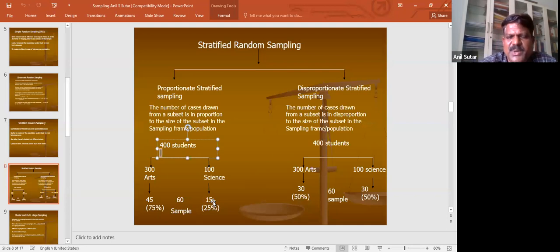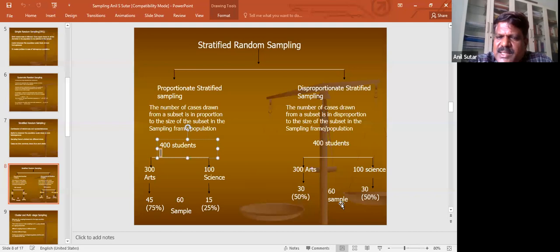Stratified here means we are dividing the students into strata, like arts stream students, one stratum, then science students, another stratum. You can even think of another branch like management, or another branch called law students. Five or six strata also you can create. Then from each stratum you can select a sample. There are two ways in stratified sampling, proportionately you can select or disproportionately. And here I have given the example of disproportionate stratified sampling, 400 students, 300 and 100. What I have done here, I have taken 30 students from arts and 30 students from science also.